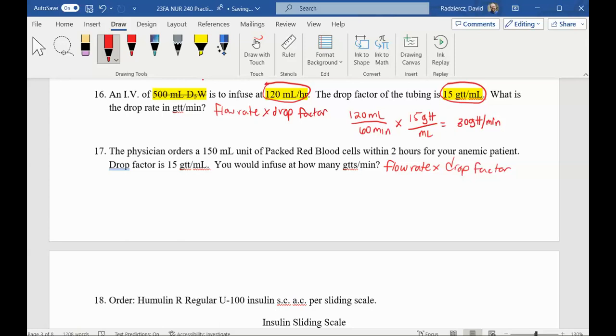So what is my flow rate? It tells me 150 milliliters packed red blood cells within 2 hours. Drop factor is 15. So my flow rate is 150 milliliters, and then it says 2 hours. I'm going to encourage you to right off the bat convert hours to minutes. So I'm going to say 150 milliliters, 120 minutes. This way I don't have to worry about doing a separate step of dividing by 60. I've already taken care of converting hours to minutes. Then I just multiply by the drop factor.